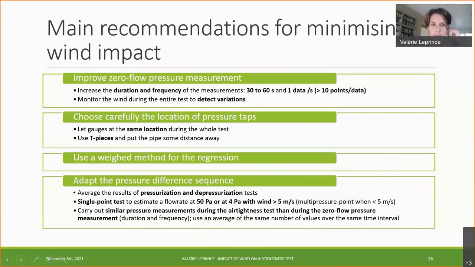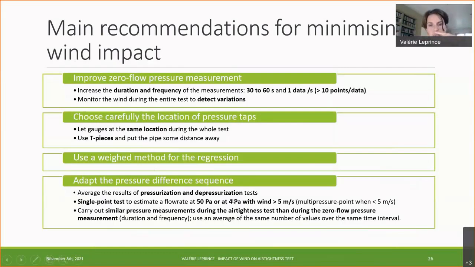And adapt the pressure difference sequences. One very important thing is that when you average the results of the pressurization and depressurization tests, you decrease the error, so this is very important. And if you want to estimate the flow at 50 Pascal and it is very windy, then it is better just to do a single point test. You have no reason to do a regression. It is better to measure at around 50 Pascal.